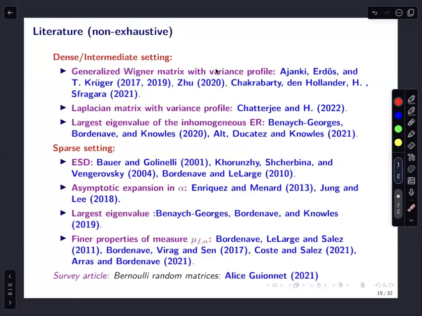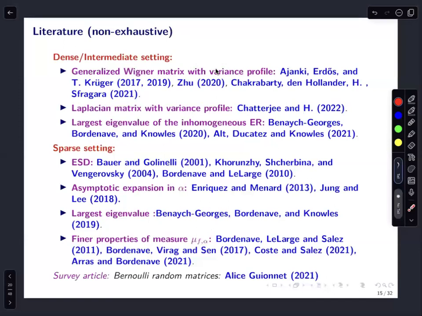The largest eigenvalue in the sparse setting is much more difficult. It was studied in this paper by Benaik, Georges, Bordenave, Knowles. There are many fine properties still to be derived. Mu F alpha will turn out to be a very complicated measure. So Bordenave, Lelage, Sales studied the atoms of these measures. Bordenave, Virag, Sen studied absolute continuity. Coste and Sully studied the emergence of certain more critical states in these atoms, and Arras and Bortunava studied absolute continuity in a more general setting.